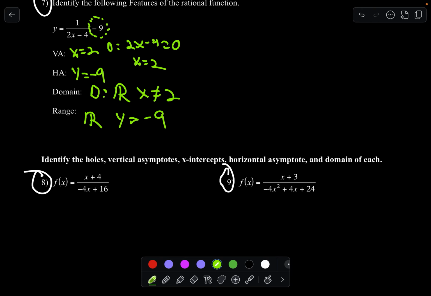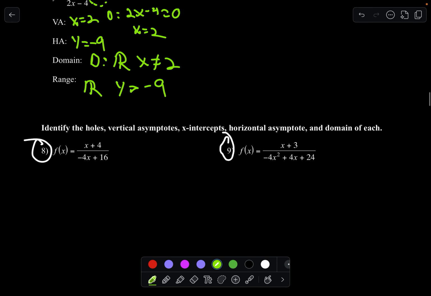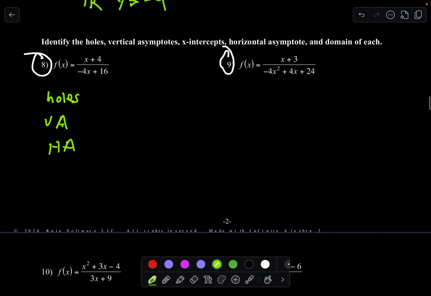Now, identify the holes, vertical asymptotes, x-intercepts, horizontal asymptotes, and domain of each. So, holes, the VA, the HA, well, actually, they have x-intercepts in between, x-intercepts, and domain.